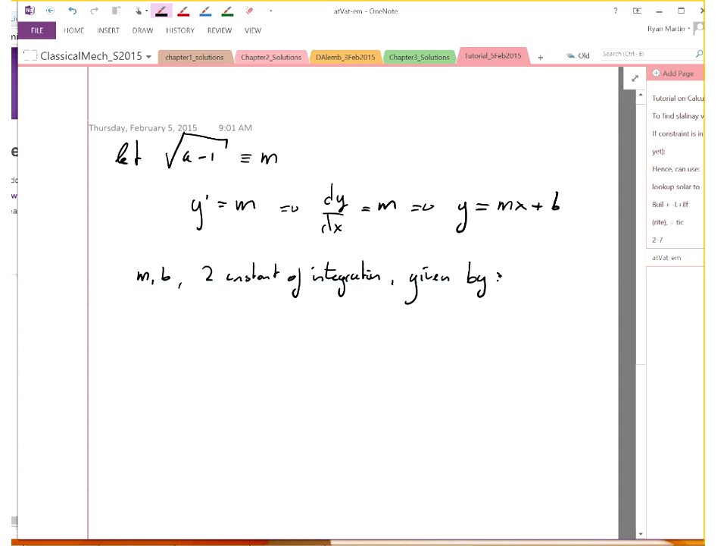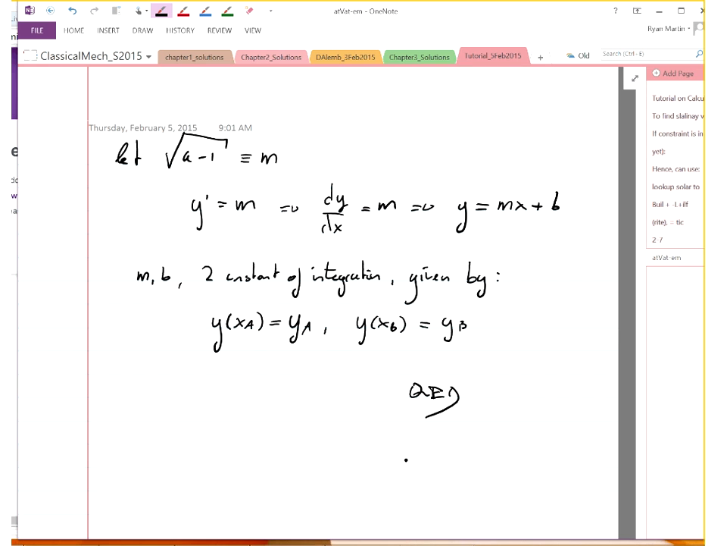You can obviously find the straight line that goes through 2 points by setting y at x equals a, and y at x equals b. And so there we've proved that the curve between 2 points that's the shortest distance is indeed a straight line.